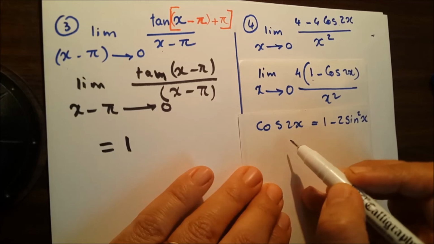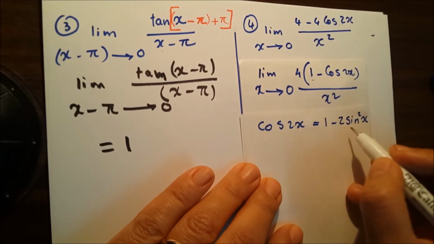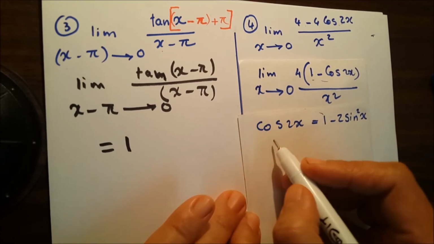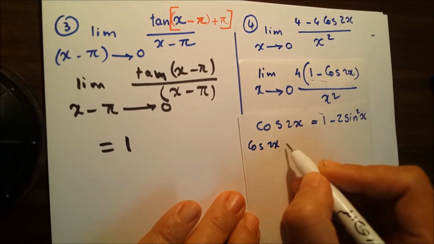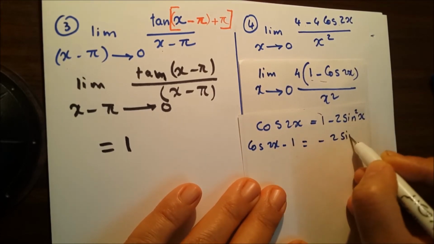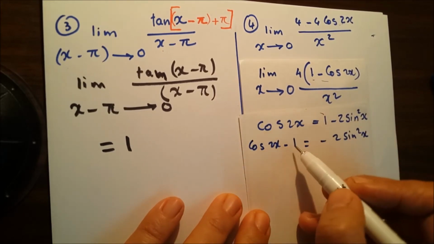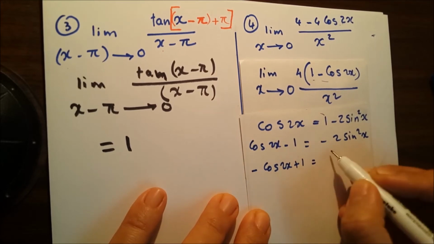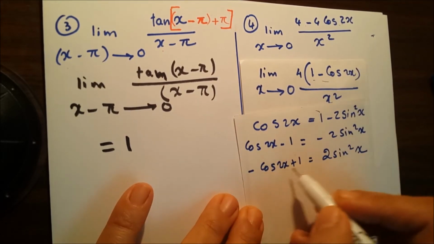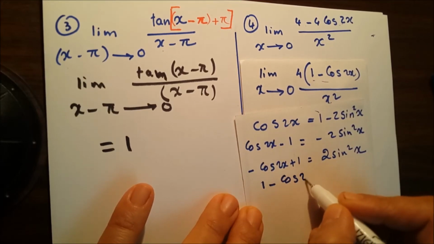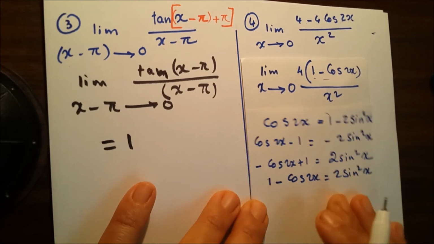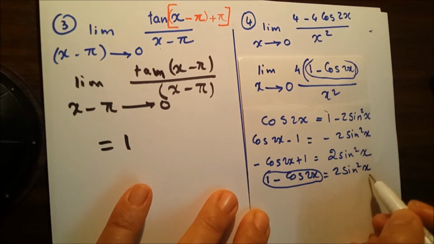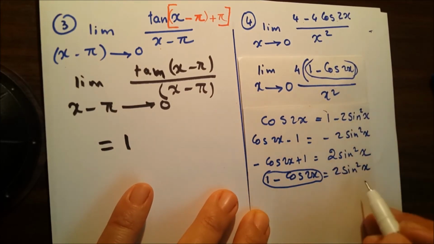Let's see. By the trigonometric identities of the double angle, cosine 2x is equal to 1 minus 2 sine squared x. Now, to get this form, we need 1 minus cosine 2x. So let's move the 1 to the other side. So cosine 2x minus 1 is equal to negative 2 sine squared x. Now, change the sign of both terms. So negative cosine 2x plus 1 is equal to 2 sine squared x. So finally, 1 minus cosine 2x is equal to 2 sine squared x. So we're going to substitute this by 2 sine squared x.